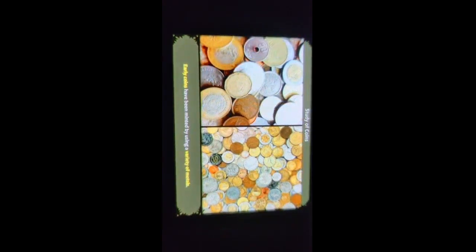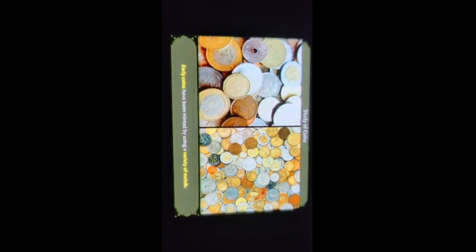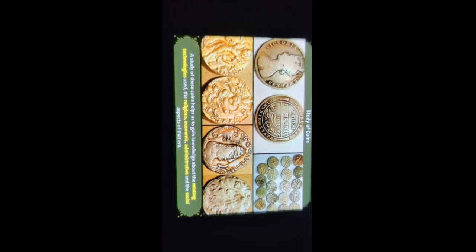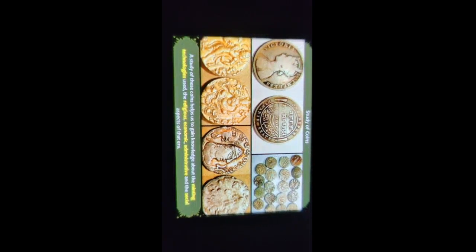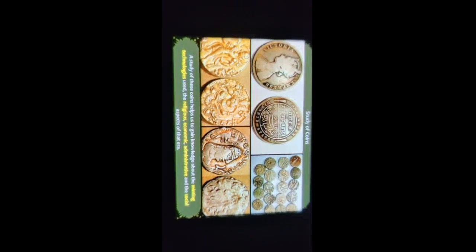Numismatics is the study of the evolution, nature, and development of coins. Early coins have been minted by using a variety of metals. A study of these coins helped gain knowledge about the minting technologies used, as well as the religious, economic, administrative, and social aspects. They help us to know about the important rulers or famous personalities of that era from the images on the coins.